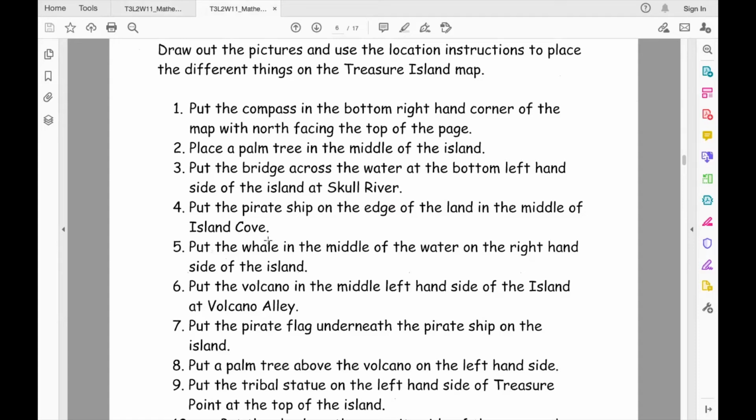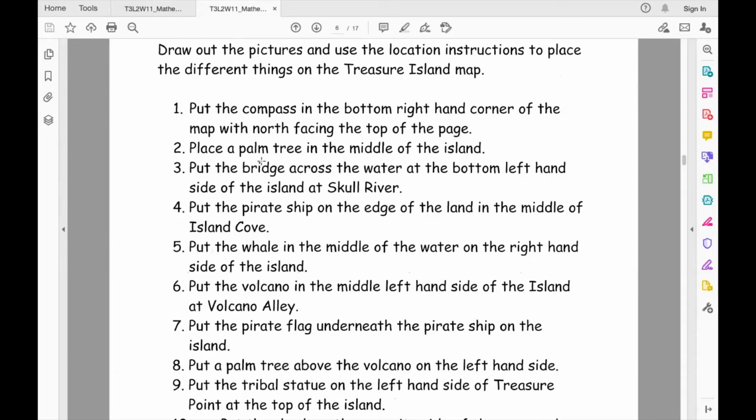So number 1 is put the compass in the bottom right-hand corner of the map with north facing the top of the page. The bottom right-hand corner, draw a compass. So a compass, if you don't know, is like a circle, and you've got an arrow pointing north, south, east, west, telling you which way to go. I'm going to move on to the next one.